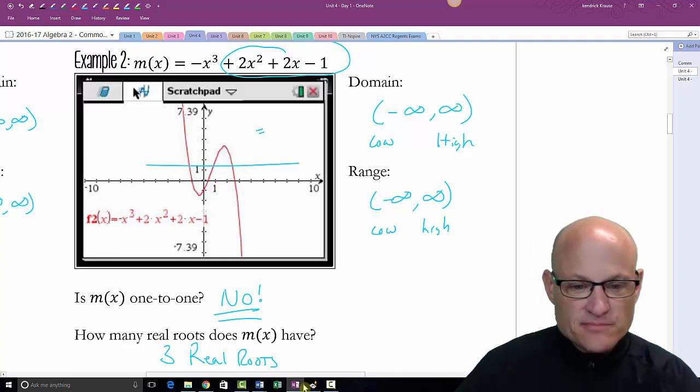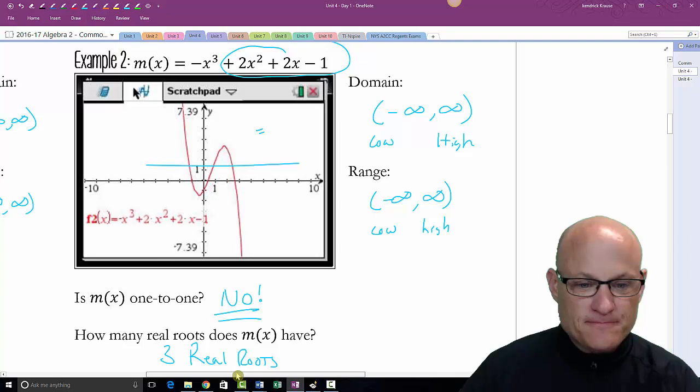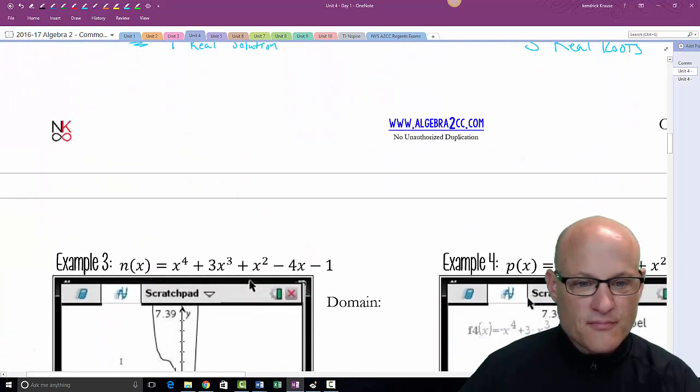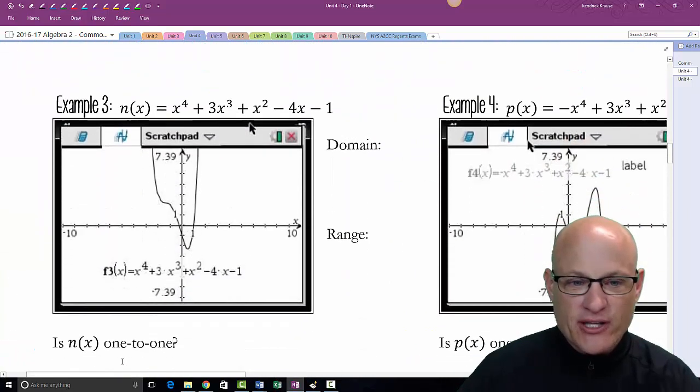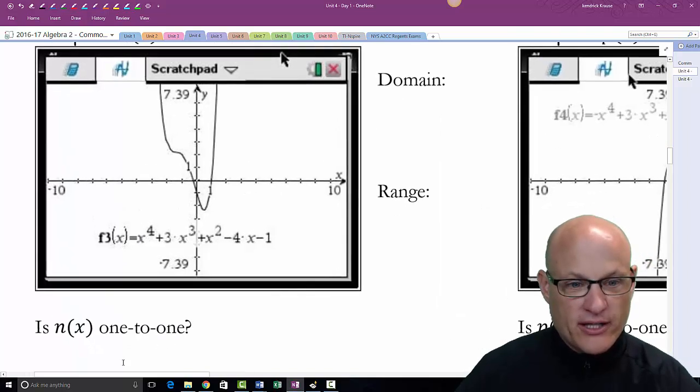All right, let's keep moving. Let's talk about a 4th degree polynomial. And then we're going to bring this all together at the end. So don't think you have to have this memorized right away. We're going to bring it all together at the end.